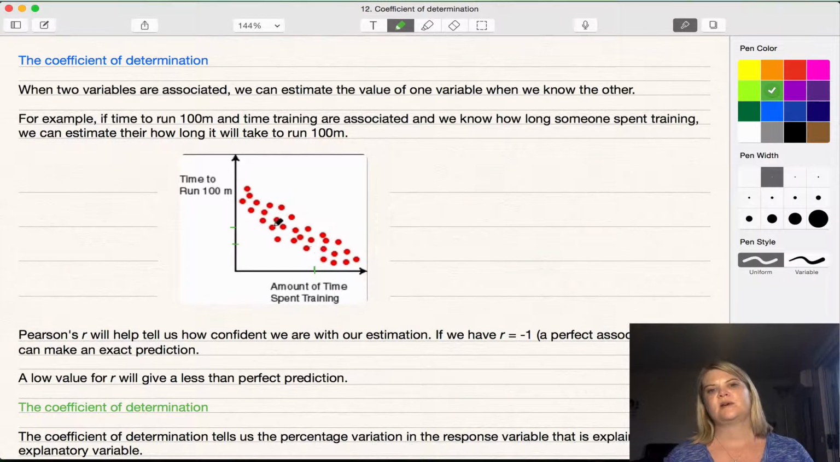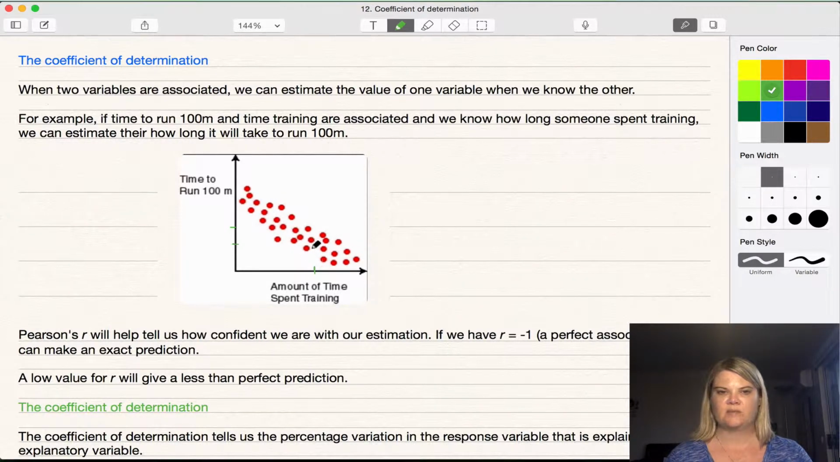The problem is, though, how accurate will it be? So Pearson's R can help us see how confident we are with our estimation. If we have an R equals -1, that would be a perfect negative association. So all the dots are on a line. Then we can make an exact prediction because we're just picking another dot inside and we would be perfectly right on the line. A lower value for R, though, will give us a less than perfect prediction.